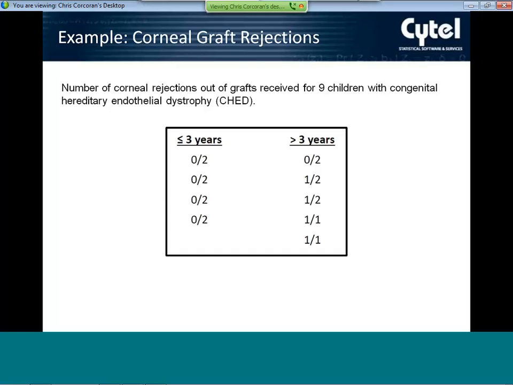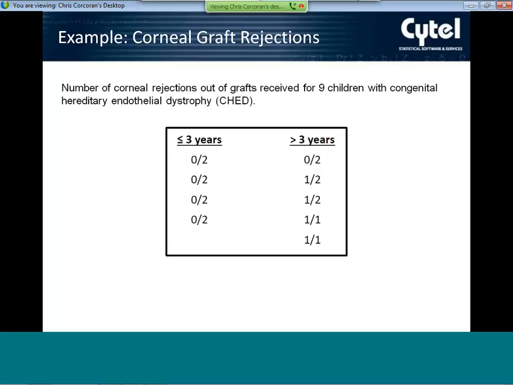We have those who were younger than 3 years, those who were older, and the ratios or the proportions that you see there represent the number of grafts that were rejected out of the number of grafts that were performed on each child. So you can see that 7 of the children had 2 corneal grafts, and 2 of the children in the older age group actually only had 1 each. You can also see that all of the rejections occurred in the older age group.